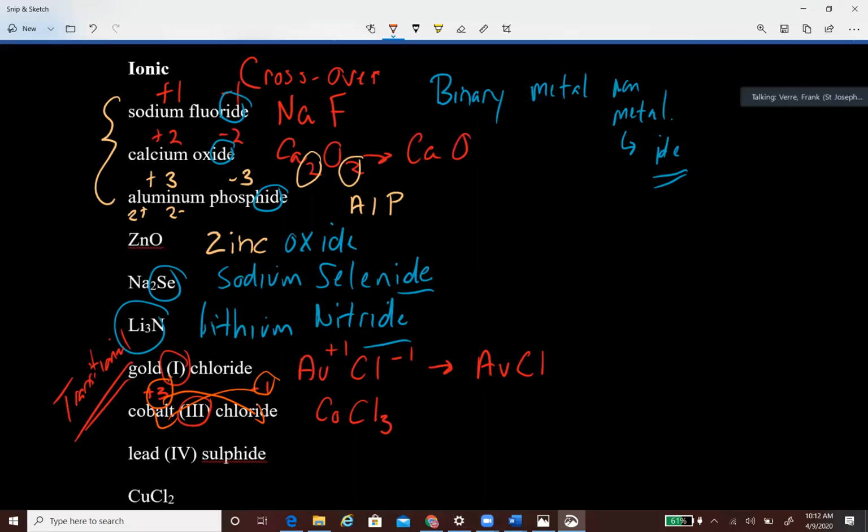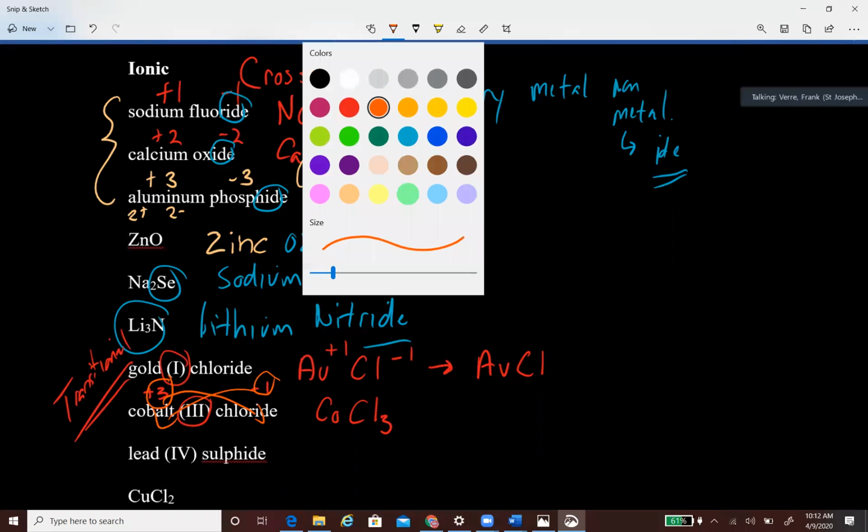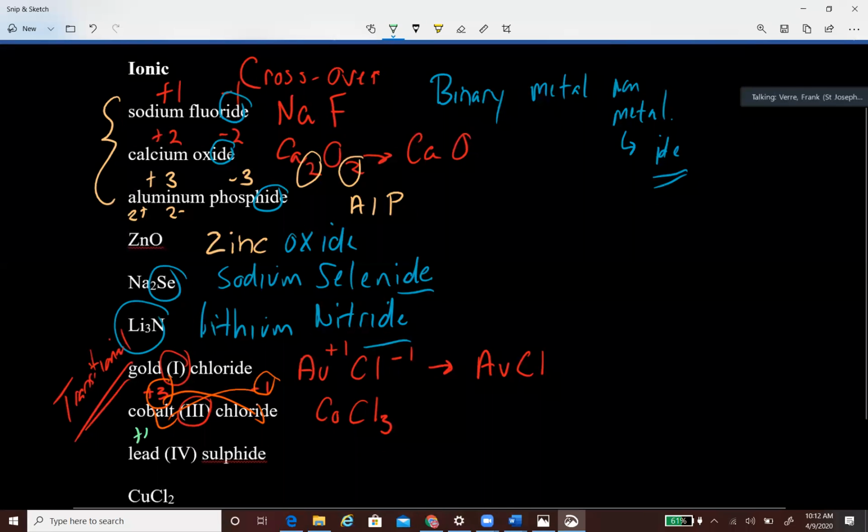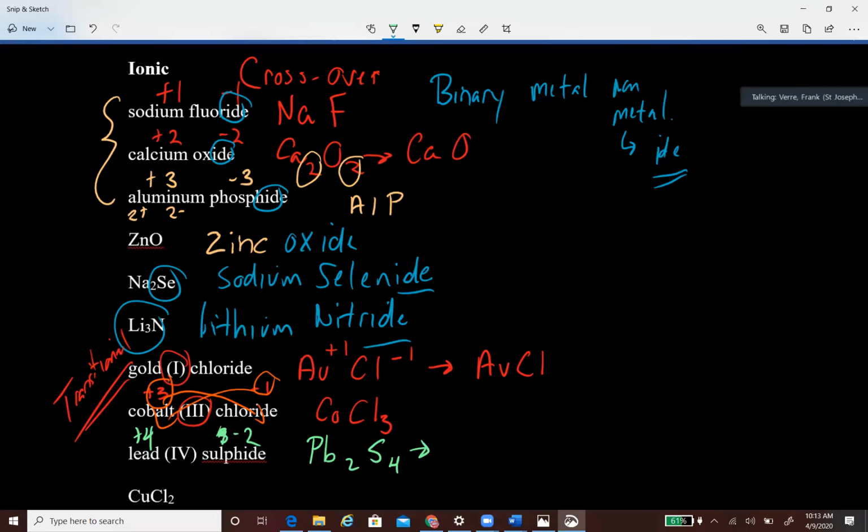Lead 4 sulfide, that means lead is +4. And if you look at the periodic table, sulfur is -2. Lead is Pb, S is for sulfur. So the crossover rule says we need 2 lead, 4 sulfur, but with ionic compounds, you reduce them. So I can divide both numbers by 2, and that would give me PbS2.